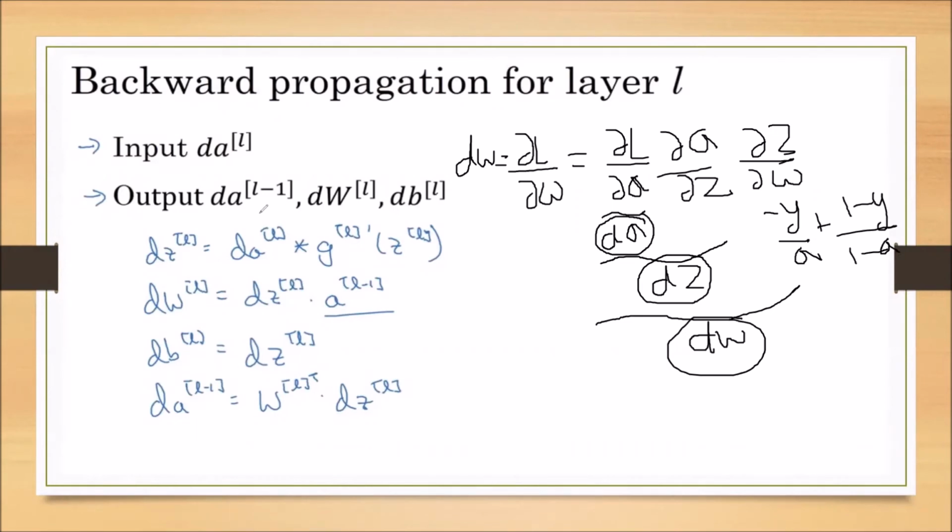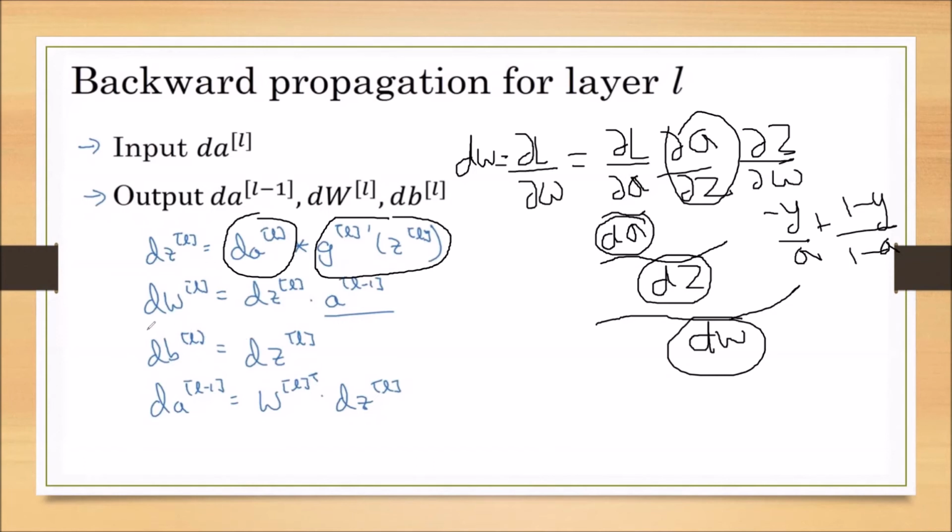So by using this dA, this dA into dou A by dou Z means we are differentiating that activation function, or that activation unit, with respect to Z. So here we are writing the differentiation as G prime. So dZ is the product of dou L by dou A into dou A by dou Z.